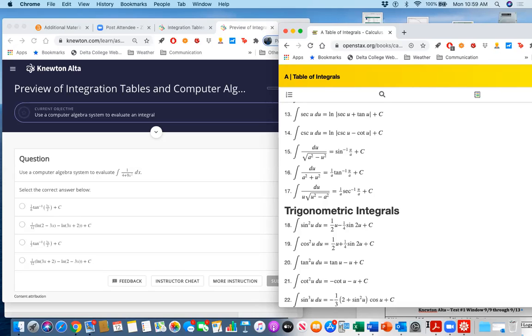I stopped there because my denominator has an a squared plus u squared in it, and my numerator just has a du, which matches up with my dx. But they don't actually match exactly, because notice that if I'm using this formula, I must be thinking that the a value is 2.